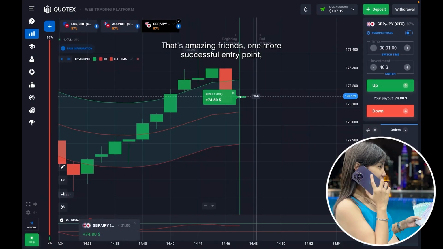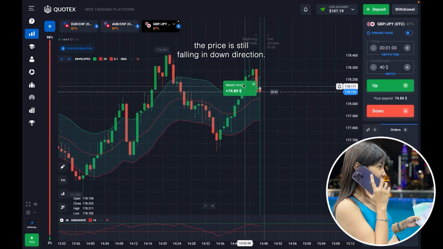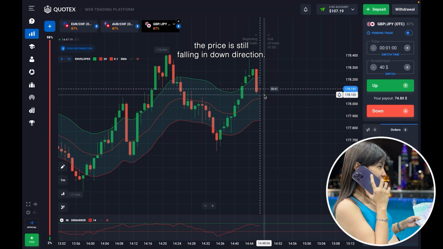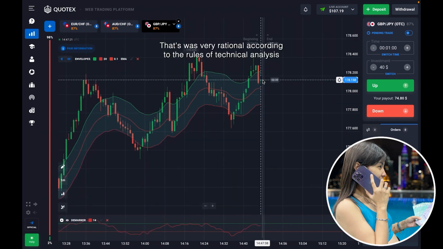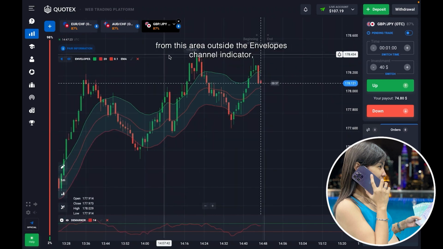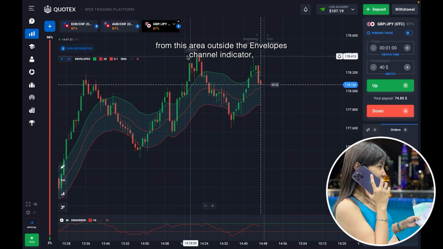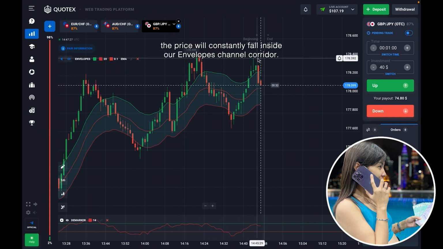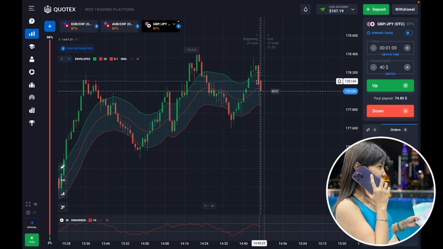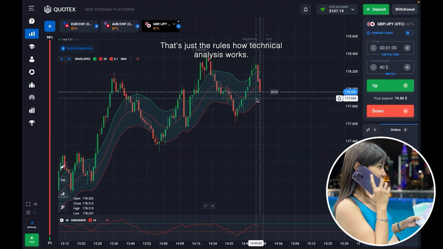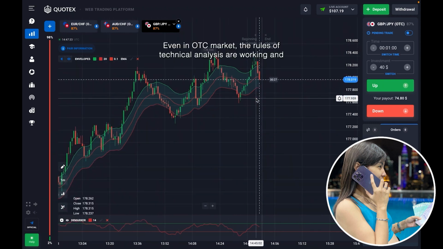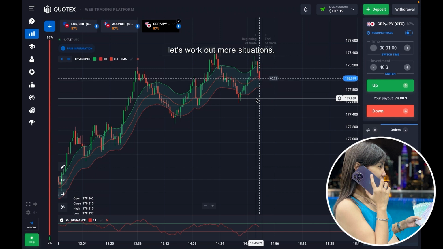That's amazing, friends. One more successful entry point. As you see, from this point the price is still falling in a downward direction. This was very rational according to the rules of technical analysis. From this area outside the envelope channel indicator, the price will constantly fall inside our envelope channel corridor. So that's just how the rules of technical analysis work. So even in the OTC market, the rules of technical analysis are working, and let's work out more situations.